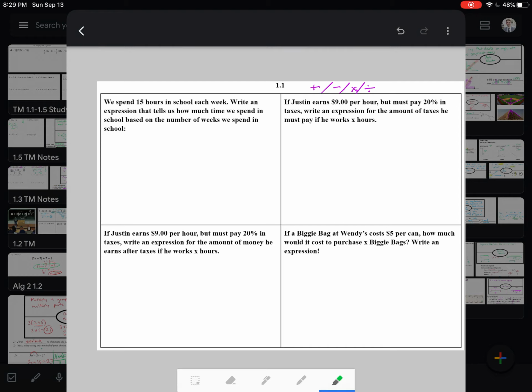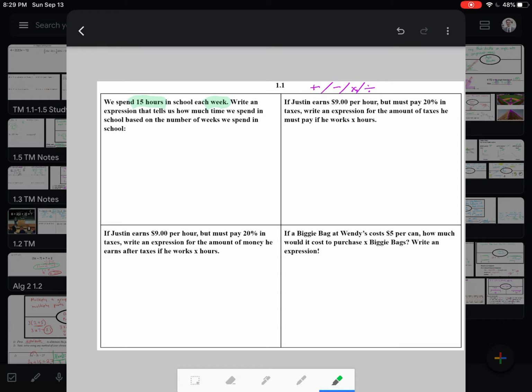We spend 15 hours. I'm going to stop. I see a number and highlight it. 15 hours in school each week. That's my unit of time. I'm going to highlight that as well. Write an expression that tells us how much time we spend in school based off of the number of weeks we spend in school. Okay, so basically we're trying to see on a weekly basis how much time are we spending, and then can we use that to calculate a bigger sum off of these weeks.